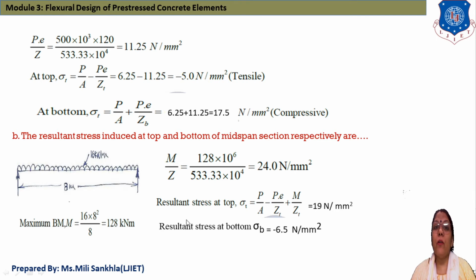Now we find the resultant at top due to the addition of this dead load. Simply add the direct stress, the stress due to bending, and the stress due to dead load, M by Z. That is equal to 19 Newton per mm square, a positive answer, so compressive. In the same way, the resultant stress at bottom is P by A plus Pe by Z, which are positive because compressive, minus M by Z, which is negative, and my answer is minus 6.5 Newton per mm square, that is tensile stress. The example of resultant stresses is complete.